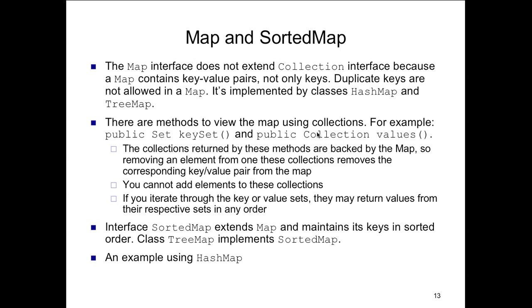You cannot add elements to these collections; they're sort of statically created. If you iterate through the key and value sets, they may return values from their respective sets in any order. There's no order guaranteed; it's just however it's being stored internally. The interface sorted map extends map and maintains its keys in sorted order. Class tree map implements sorted map.